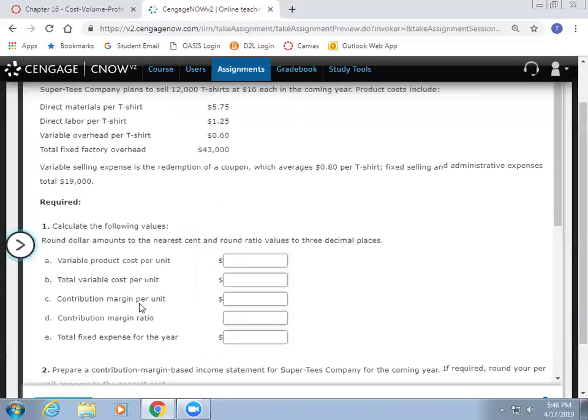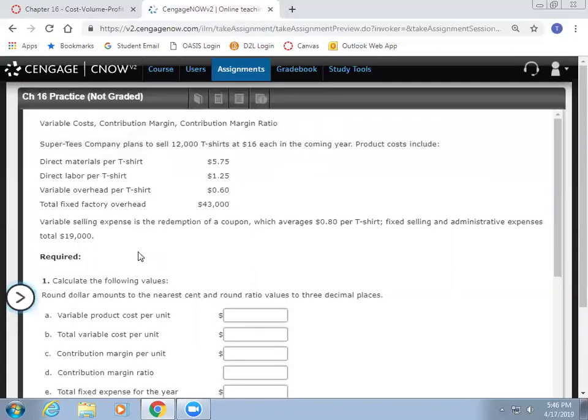Here on this first one, we're starting out dealing with variable costs, contribution margins, and contribution margin ratios. Contribution margin is always just sales minus all variable costs, so both product and period variable costs. We have Super Tees Company plans to sell 12,000 t-shirts at $16 each. Direct materials, $5.75. Direct labor, $1.25, which are both variable costs.